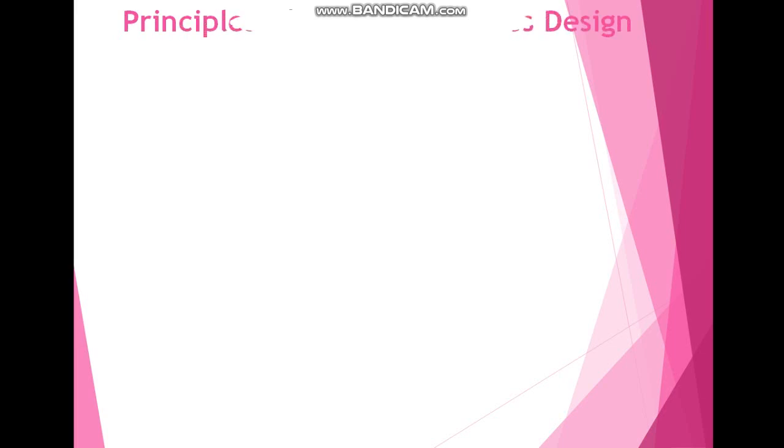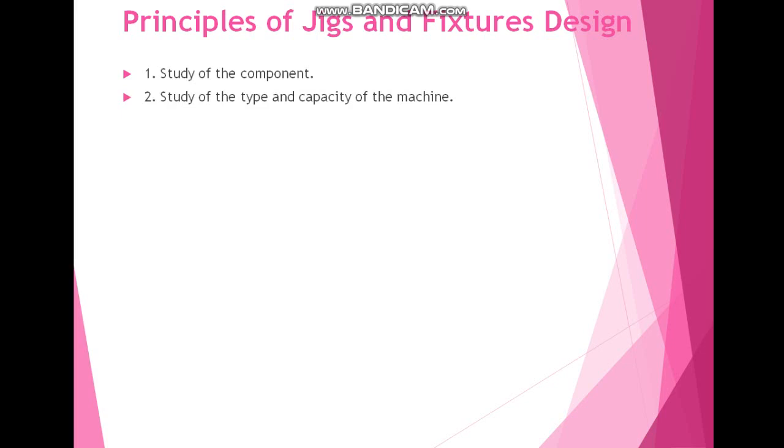Next we will see the principles of jigs and fixture design. What are the principles which are used for designing jigs and fixture? So let us start one by one. First we need to study the component. This is the basic principle in jig and fixture design. We have to study the component for which we have to design the jig and fixture. Second, the study of the type and the capacity of machine. So here the important consideration while designing jig and fixture is to study the type and the capacity of machine for which we have to design the jig and fixture.